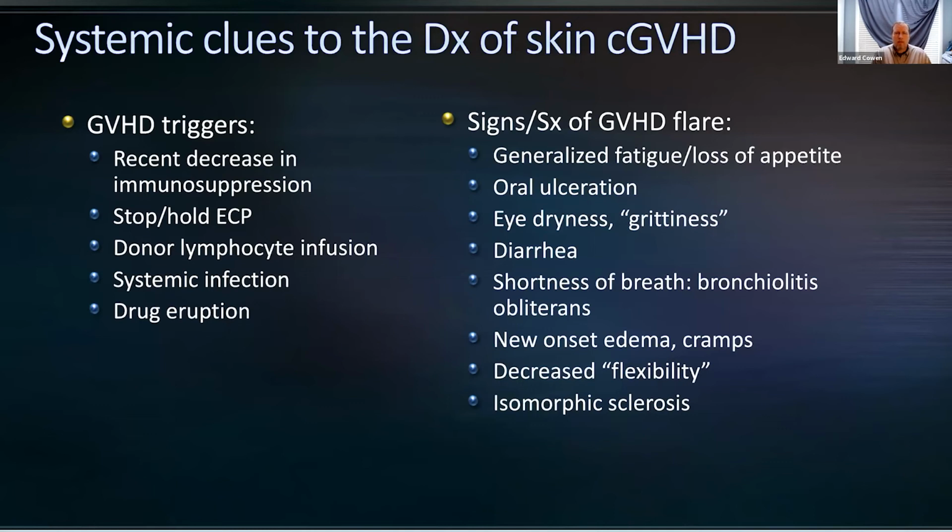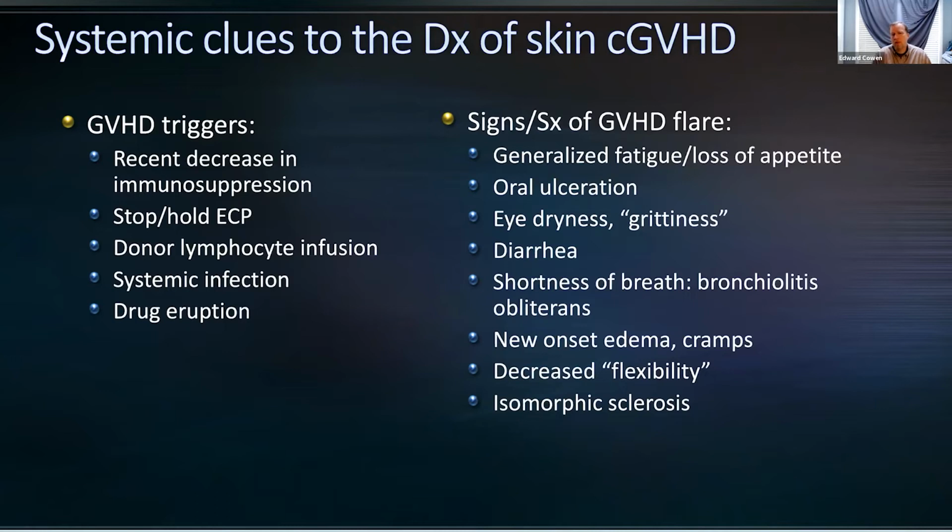So if you think you may have increasing skin activity, you obviously want to talk to your transplant doctor, talk to a dermatologist if they're part of your care team, and you will probably get additional questions. And the goal is to really determine if the skin is active and what other organ systems are active as well.